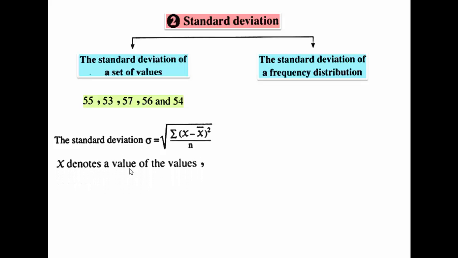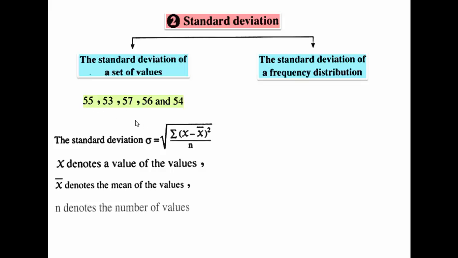x denotes a value of the values 55, 53, 57, 56, 54. All of these are x. x bar denotes the mean of the values. To find the mean, we add all of these over their number. The rule of the mean equals the sum of values over the number of values. So I will add 55, 53, 57, 56 and 54 and divide by 1, 2, 3, 4, 5.